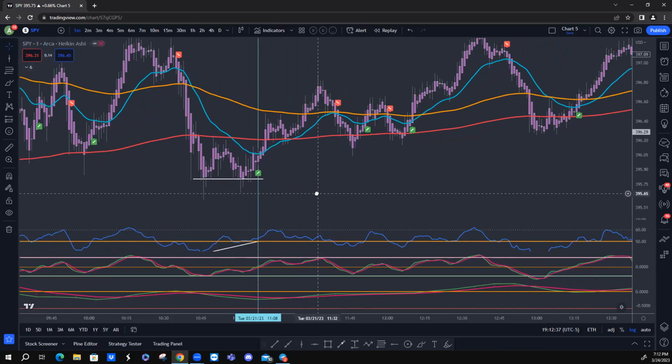So here's another nice little divergence pattern. This one is, this is a bearish divergence right here.